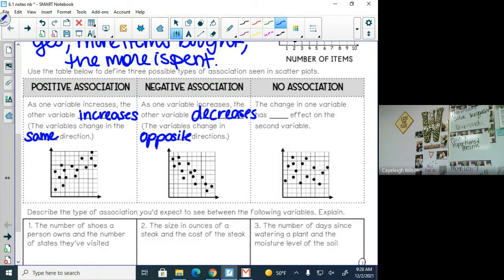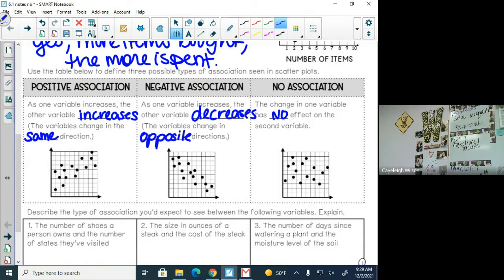And then this one, if you were to read this from left to right, is it going down? Is it going up? No, and that's what we call no association, okay? They don't have anything in common. One variable has no effect on that other variable. So here's an example of no association. Your hair color determines how many animals you have at home.